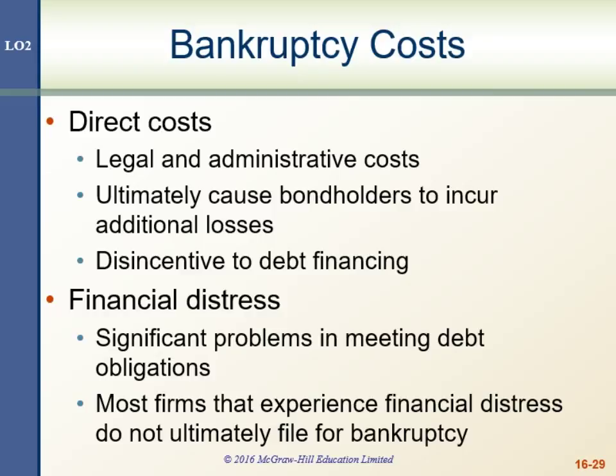Financial distress. We can define the term financial distress as being significant problems in meeting debt obligations. And most firms that actually experience financial distress don't actually file for bankruptcy. There are a few ways of preventing the actual legal bankruptcy of the firm. They can reorganize. In the States, they can put themselves in a Chapter 11, which gives them a little bit of time to reorganize and negotiate with their creditors. So there are a number of ways you can prevent bankruptcy and still keep the company running. But financial distress means that you're getting closer to the potential of bankruptcy.